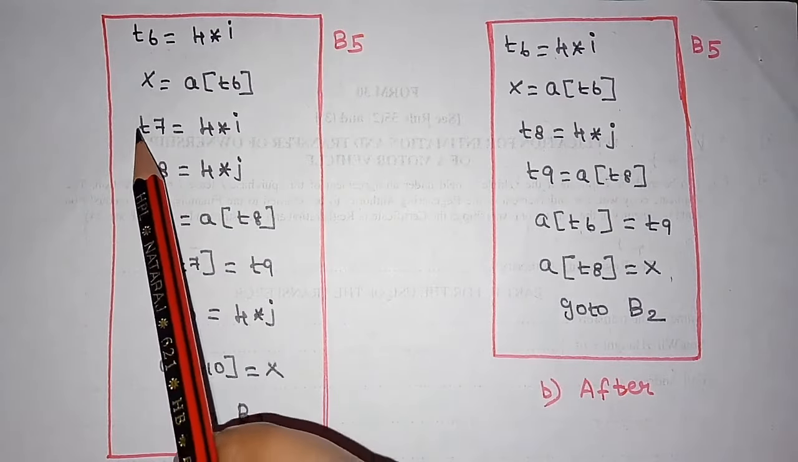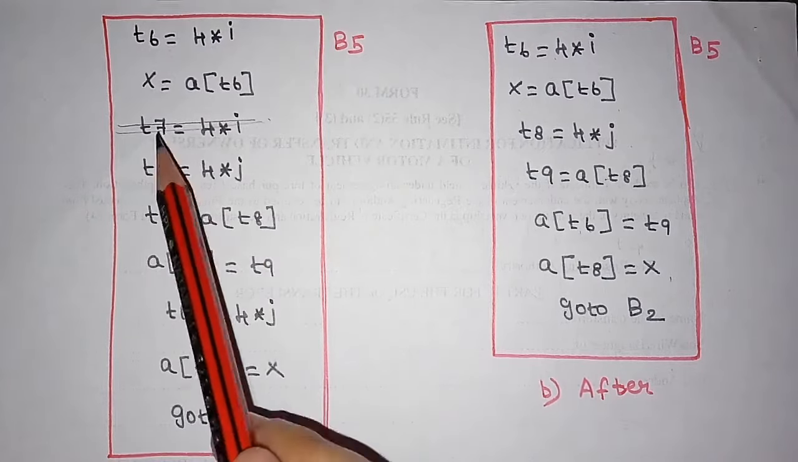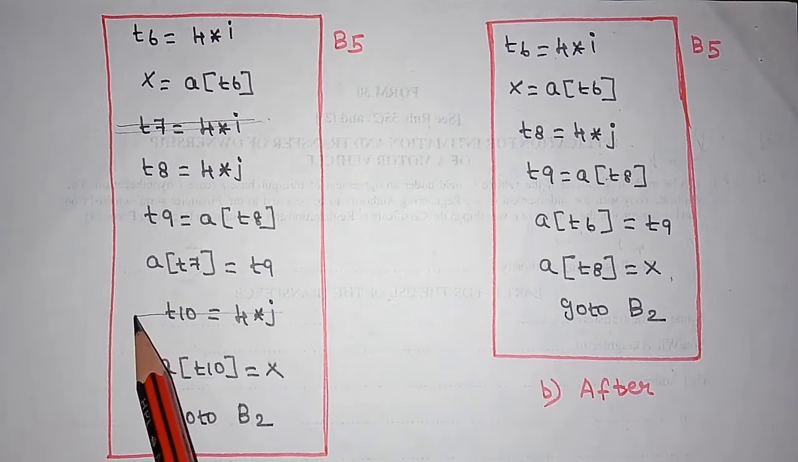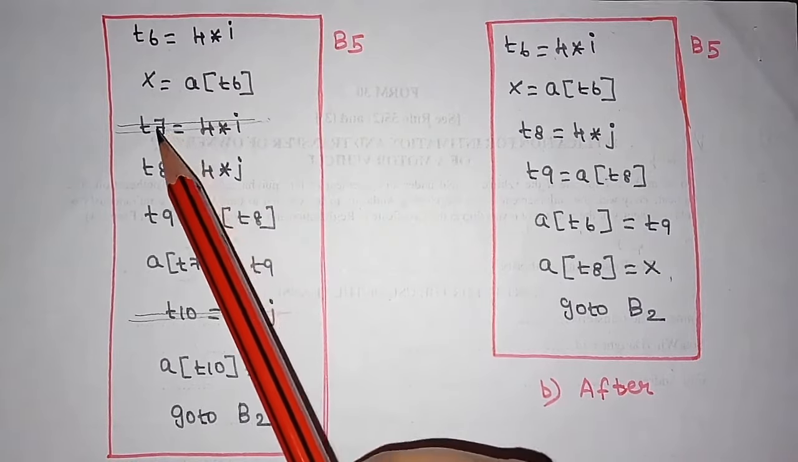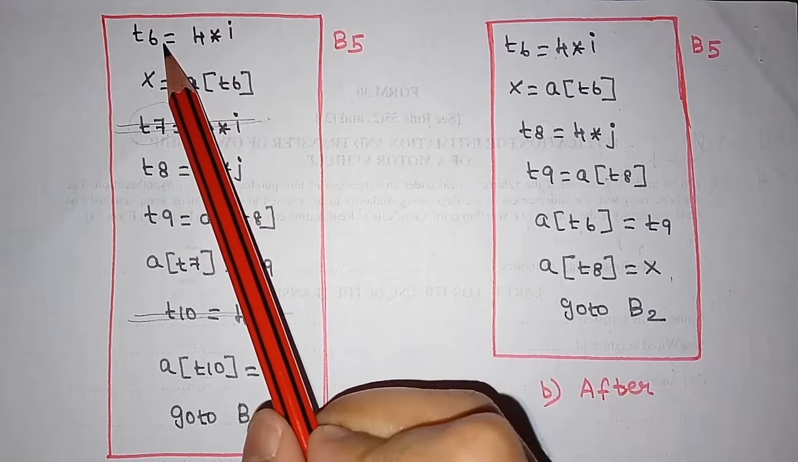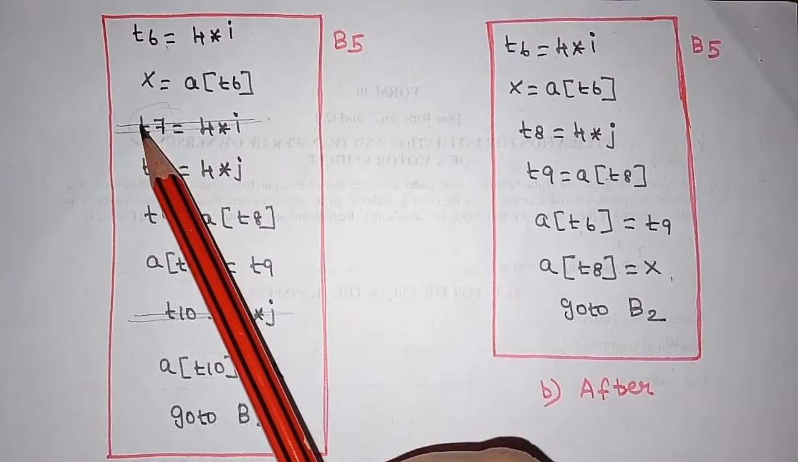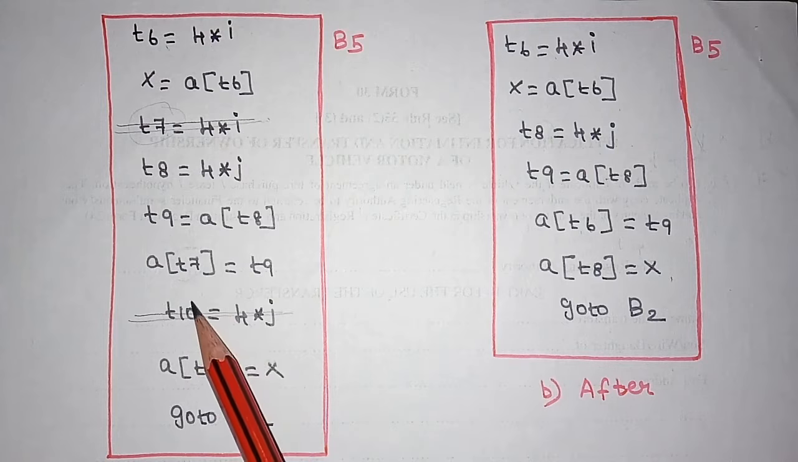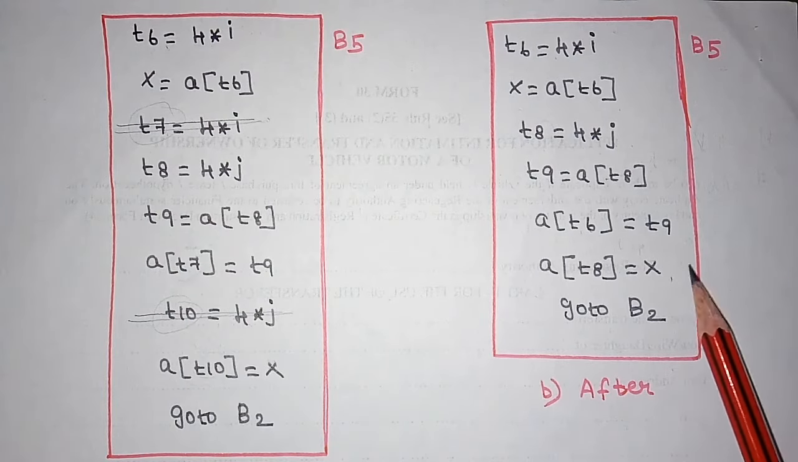How can we eliminate this redundancy? Just by deleting these statements from the code, that is t7 is equal to 4 star I, and then t10 is equal to 4 star j. So we can delete these two statements here, and wherever we have t7, in the place of t7 we can replace it with t6, because both have the same value, right? So we can replace t7 with t6, and coming to t10, we can replace t10 with t8. That is what we have just done here.